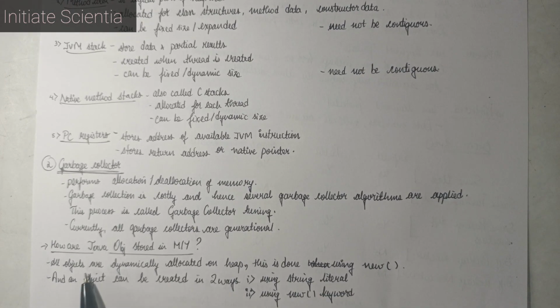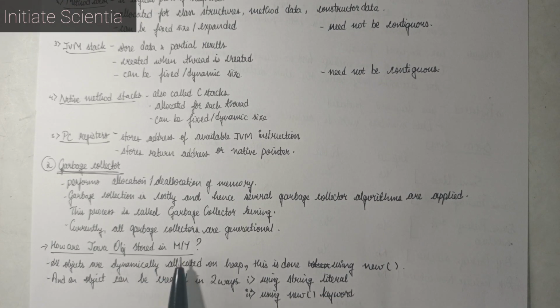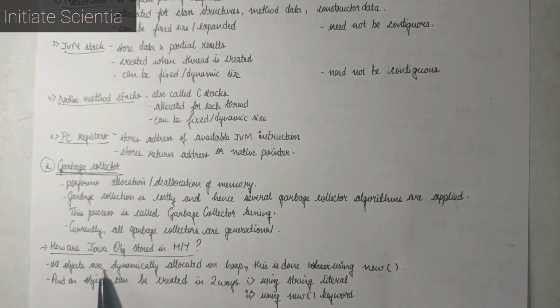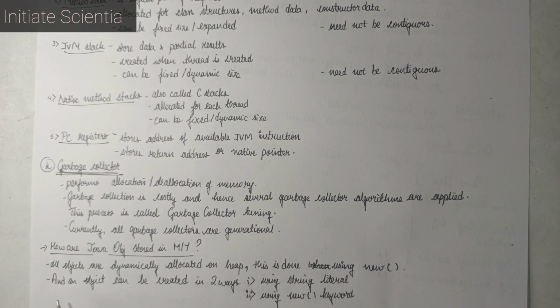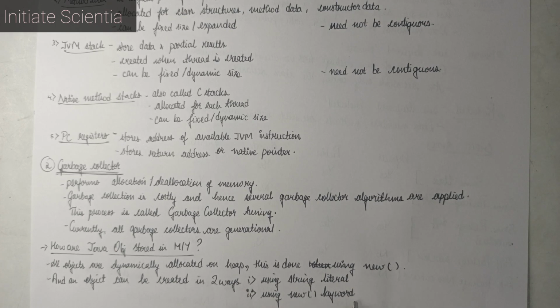Now let's see how Java objects are stored in memory. All objects are dynamically allocated on the heap. This is done using the new keyword. And an object can be created in two ways, either using a string literal or using the new keyword.